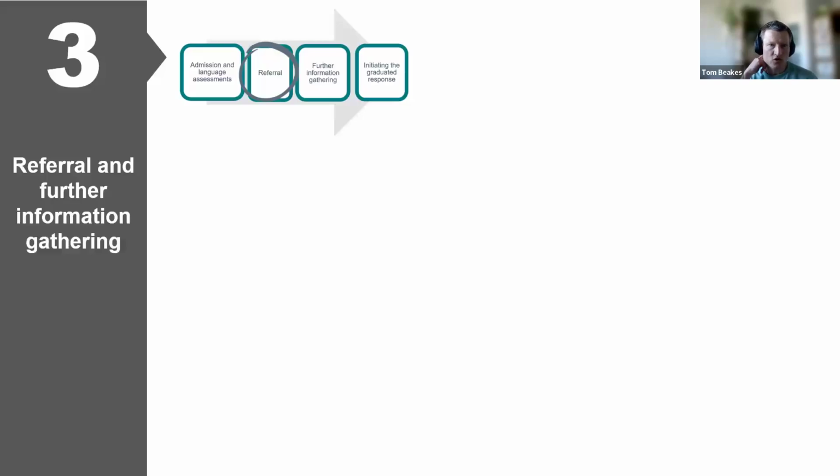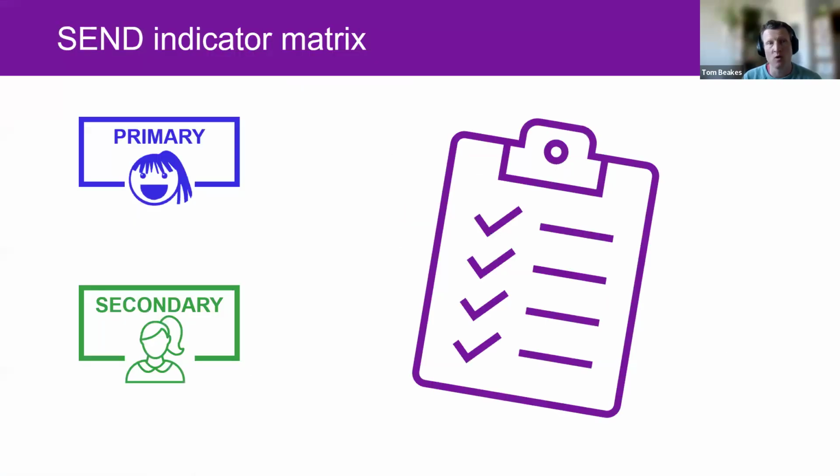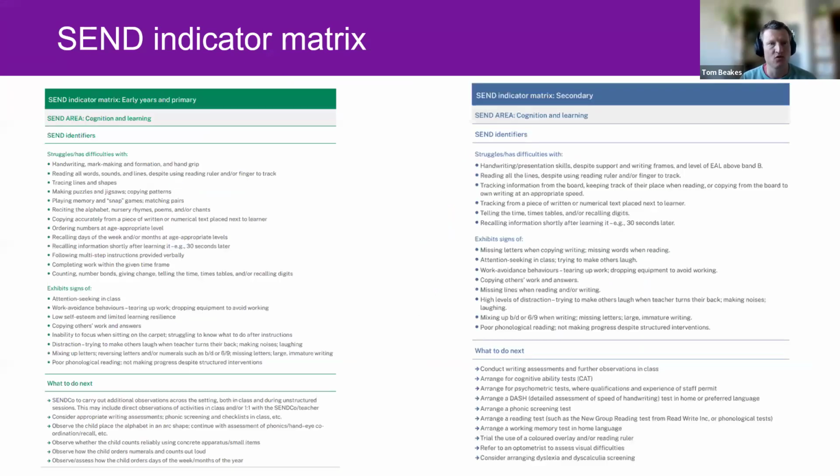Okay, so I'll move on to our penultimate stage, which is information gathering. And again, you'll find information that's relevant to multiple roles. And I guess the most important one that I'll draw your attention to is what we call the SEND indicator matrix. And these can be used essentially as a checklist for SEND support staff during classroom observation of learners who may have SEND. And there's one of these for both primary and for secondary.